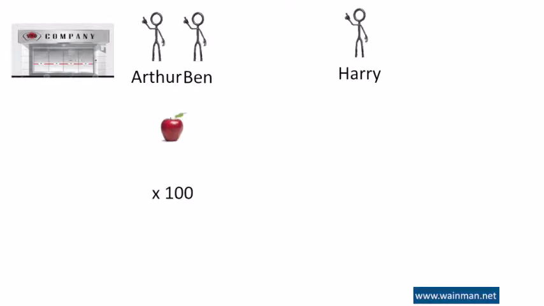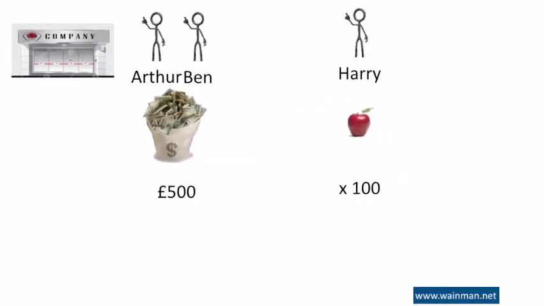So they go and visit Harry. Harry has £500 and wants to buy the apples. So Arthur and Ben exchange the apples with Harry for the £500. Now, who owns the apples? Harry does, which means that the transaction is complete and Arthur and Ben can record the sale in their accounts.